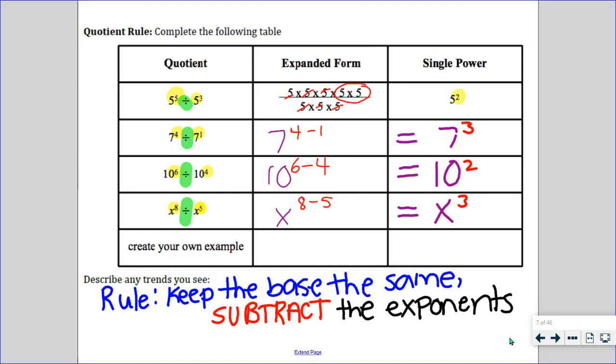So the quotient rule is to keep the base the same and subtract the exponents. I would like you to write that down. That is a key rule. I see some of you color code your notes or highlight the important rules. Please try and do that. If you have a different color pen or a highlighter, make sure you're highlighting the rules. Those are the rules to remember on a test, so that way you don't get confused.